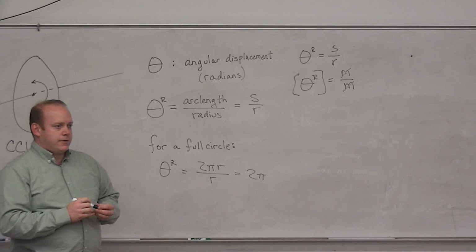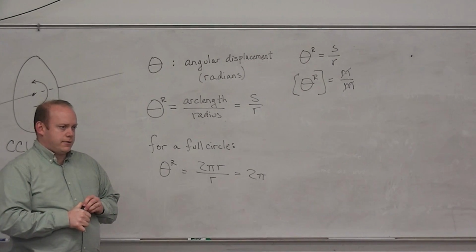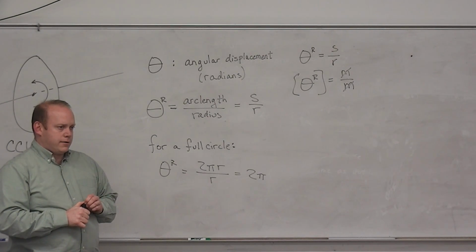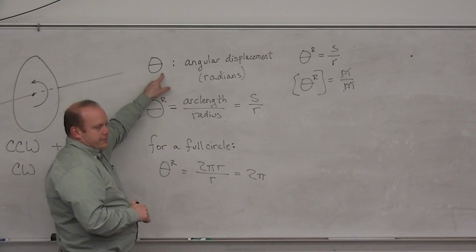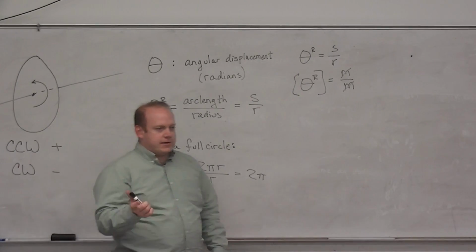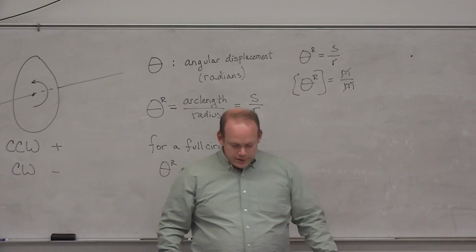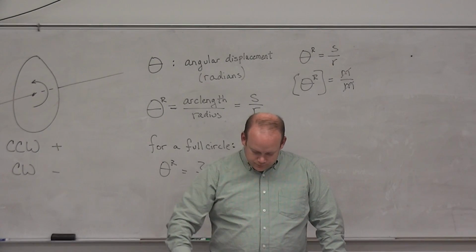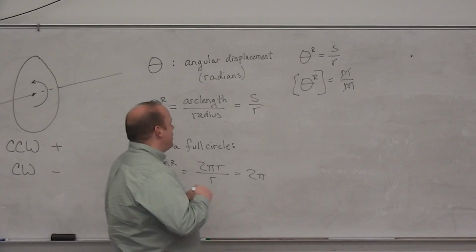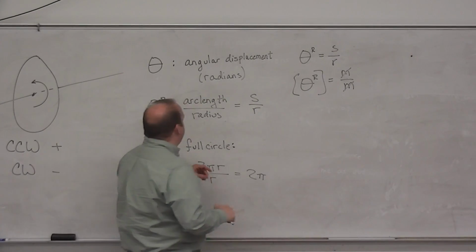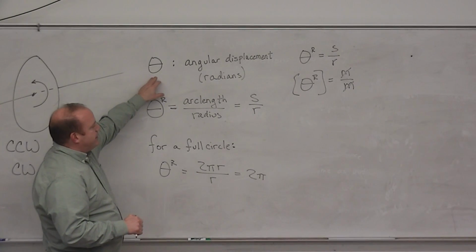Since going clockwise you have a negative measure, is the arc length, if you're moving clockwise, negative? The displacement would be negative. So yes, you can definitely have a negative displacement going clockwise. And the angular displacement typically would actually be a delta.